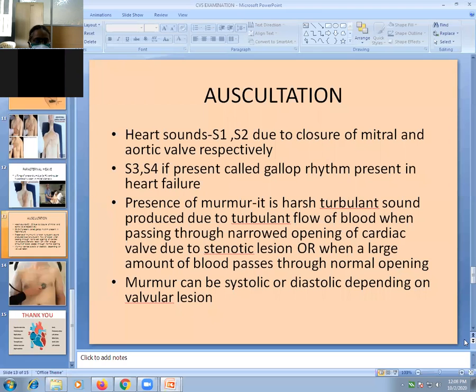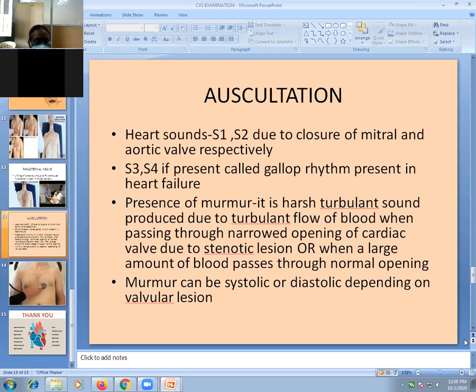If your blood is passing through the narrowed opening, it will create turbulence in the flow of blood, and that turbulence produces turbulent sound, and that sound is called murmur. So murmur is produced if your blood flows through a narrowed opening, or if a very large volume of blood has to pass through a normal opening.